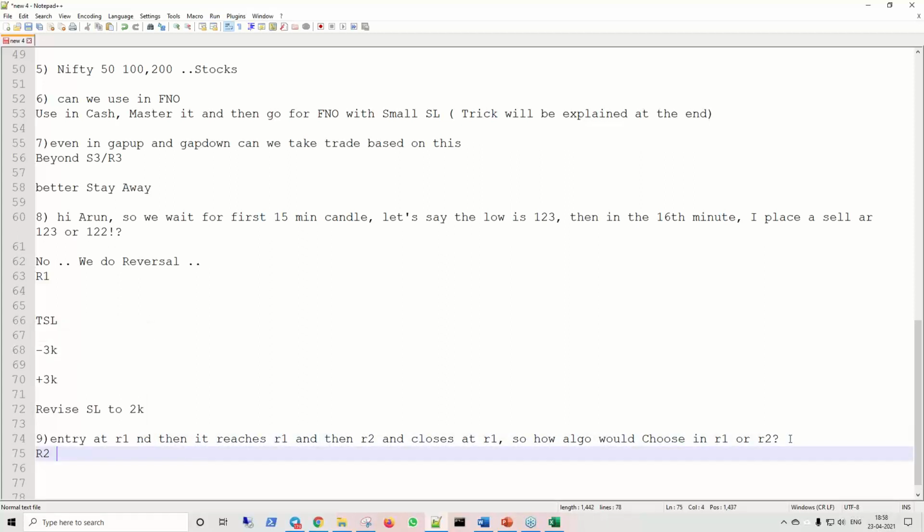R2 always safer, okay. So the actual method, if you ask in one line, it will be like whenever open is greater than R1, try to short at R2 with R3 as SL after the conditions are met. Whenever the open is less than S1, try to go long at S2 after the conditions are met with S3 as SL. This is the most powerful method which I was explaining with the B format.